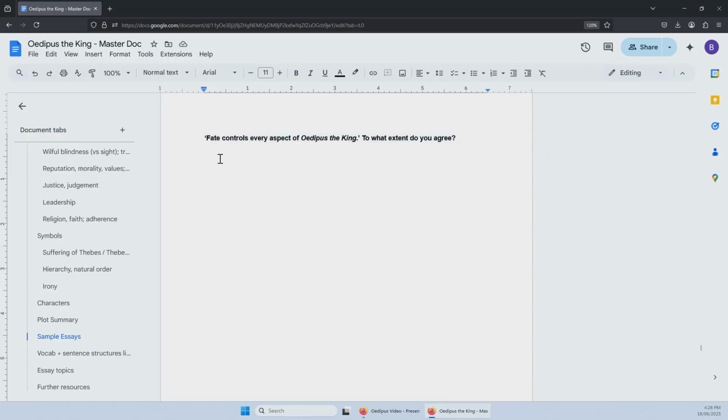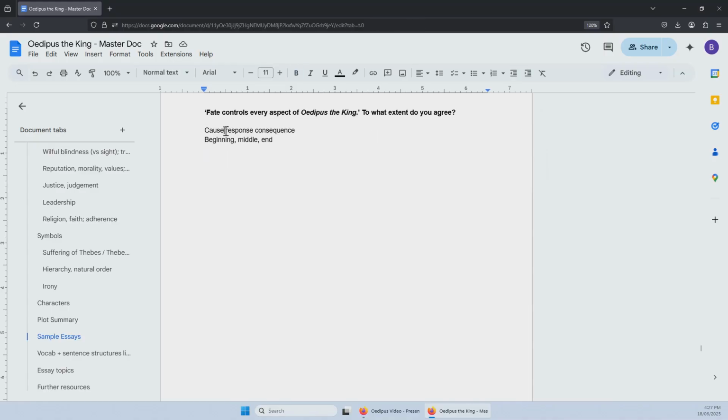So first of all, fate controls every aspect of Oedipus the King. To what extent do you agree? So we have to work out, do we agree that fate controls every aspect of Oedipus the King or not? There's a couple of ways you can plan this. Some schools do cause, response, consequence, others do beginning, middle, end. Either of those are fine.